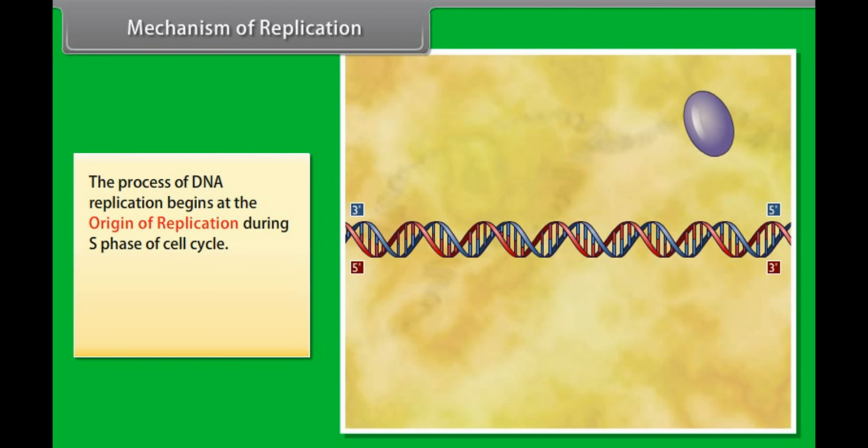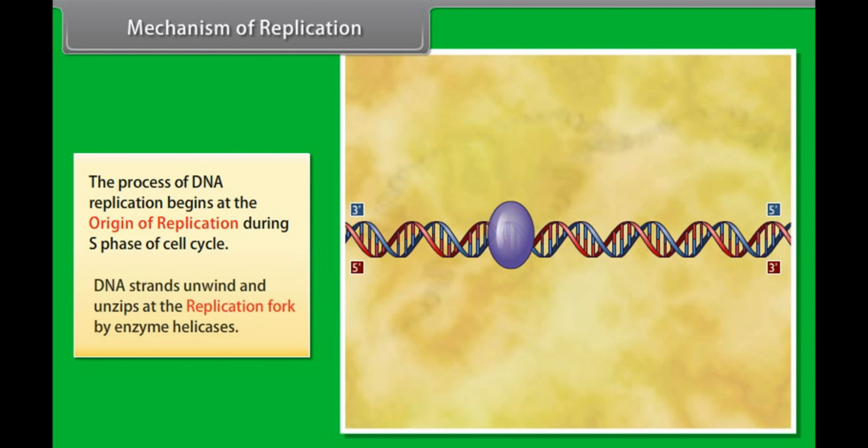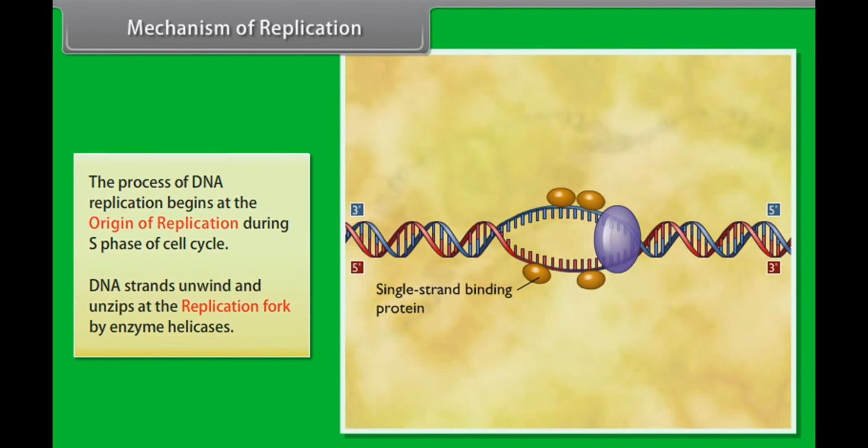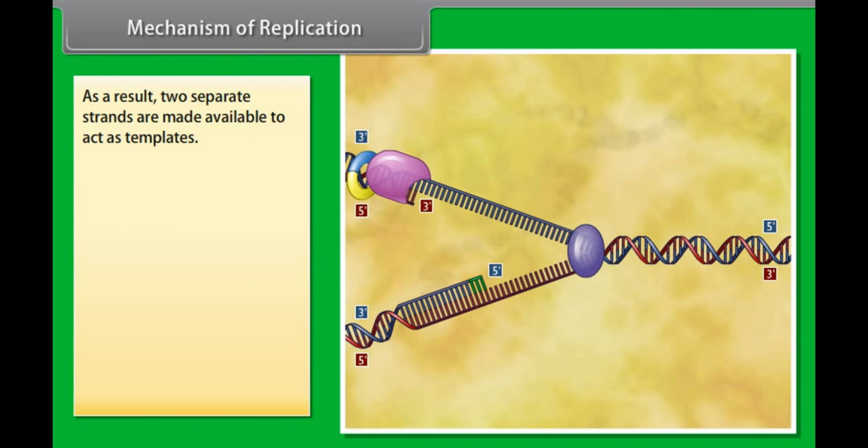Mechanism of replication. The process of DNA replication begins at the origin of replication during S phase of cell cycle. DNA strands unwind and unzip at the replication fork by the enzyme helicase. As a result, 2 separate strands are made available to act as templates.